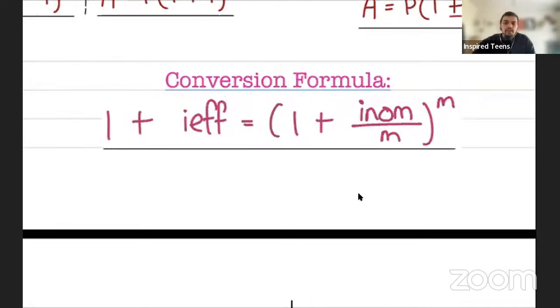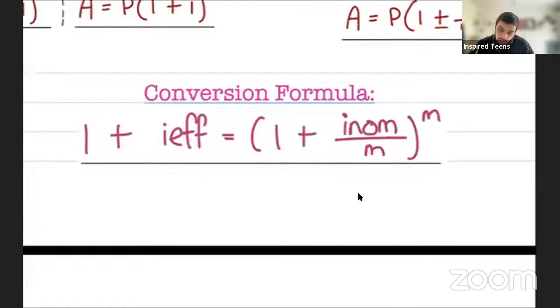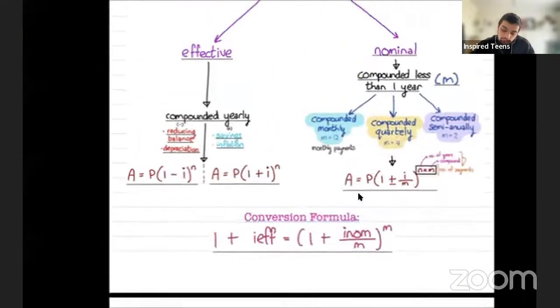There are questions where sometimes they ask you to convert this effective to a nominal and vice versa. Alternatively, sometimes they'll give you the effective, and you are expected to understand that in the question, you need to use the nominal, because it's compounded less than a year. So you'll need to convert from that effective interest rate to the nominal. Okay, so just keep that in mind. And like I said, this formula is not given, so you need to memorize it: 1 plus i effective is equal to 1 plus i nominal over m to the power of m.